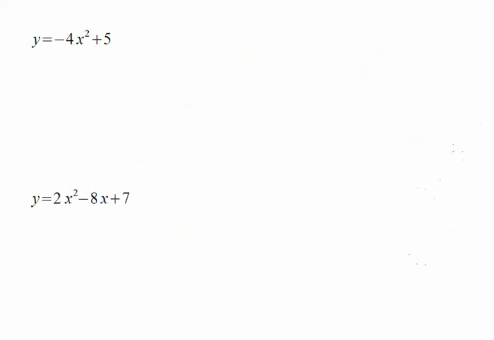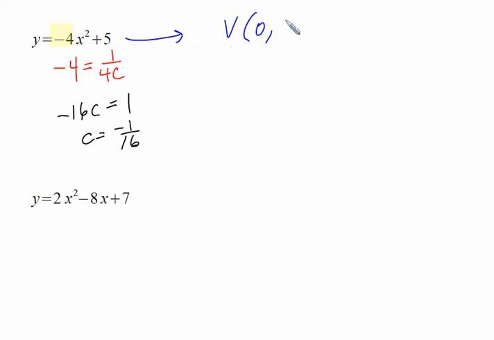So now we have to look at the coefficient attached to the x squared. We know that 1 over 4c has to equal that number. So -4 equals 1 over 4c. When we cross multiply, we'll get -16c is equal to 1, or c is -1/16. This particular parabola has its vertex at (0, 5). It's going down, so the focal point will be below the vertex. 5 minus a 16th: 5 would be 80/16. We're going to be down to 79/16 in this problem.